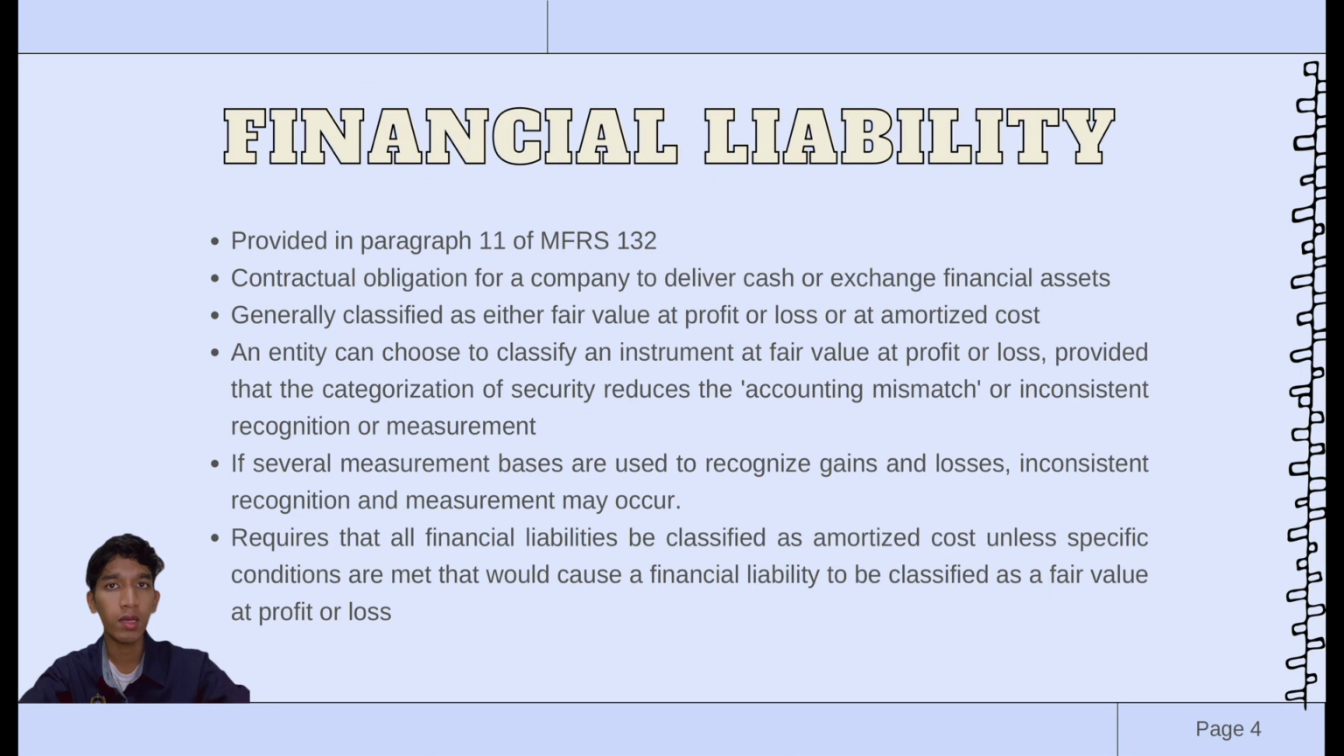MFRS 9 requires all financial liabilities to be classified as amortized cost unless specific conditions are met that would cause a financial liability to be classified as fair value at profit or loss.